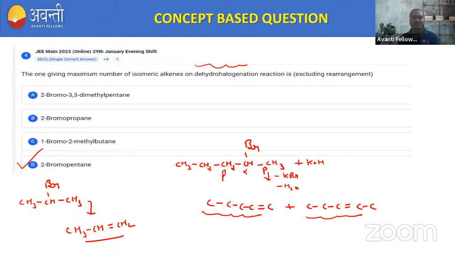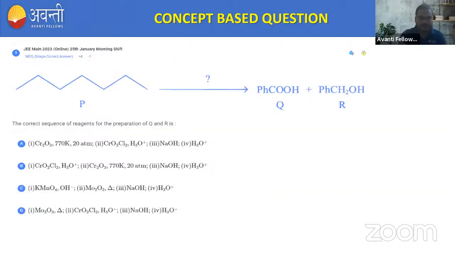So this will give us the maximum number of isomeric alkenes on dehydrohalogenation reaction. That is 2-bromopentane. Now move to the next question.